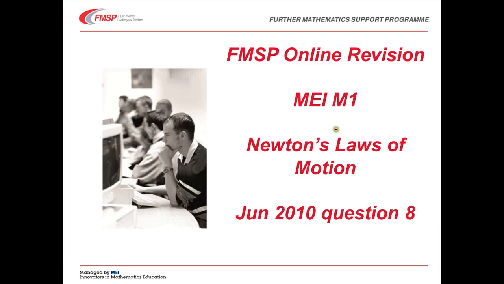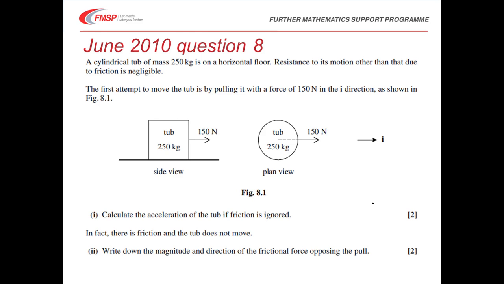We're going to be looking at June 2010 question 8. This is one of the longer questions towards the end of the paper, so let's just have a quick read through the question first. So we've got a cylindrical tub, mass 250 kilograms on a horizontal floor, and we're told that the only resistance to motion is friction, all other resistance is negligible.